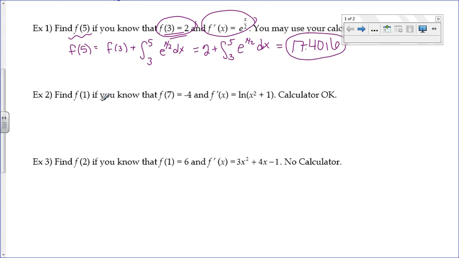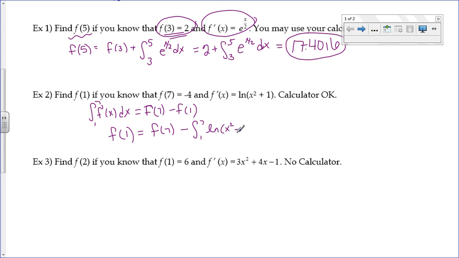Find f of 1, if you know that f of 7 is negative 4, and the derivative of f is that. Okay, fine. Well, the integral of f prime from 1 to 7 would be f of 7 minus f of 1. So if I want f of 1, I need to do f of 7 minus the integral from 1 to 7 of f prime dx.